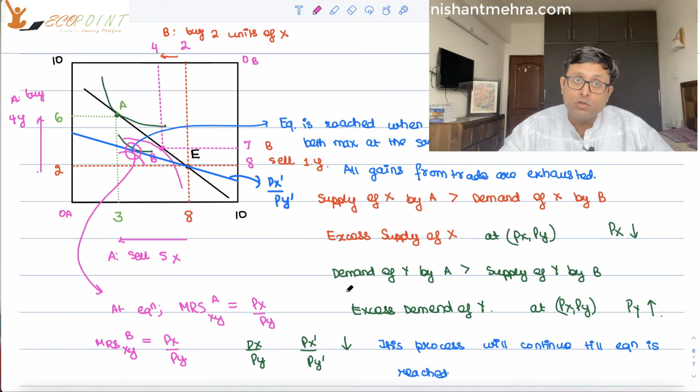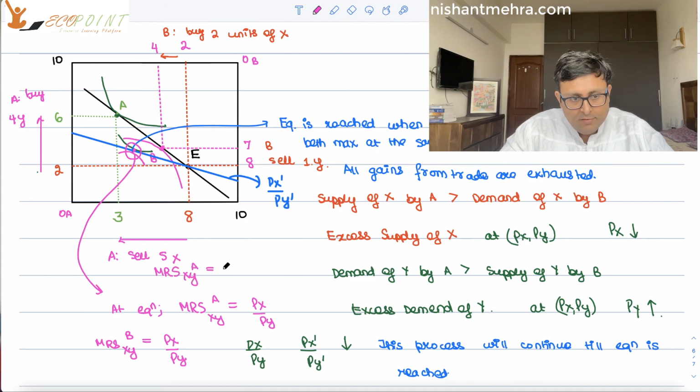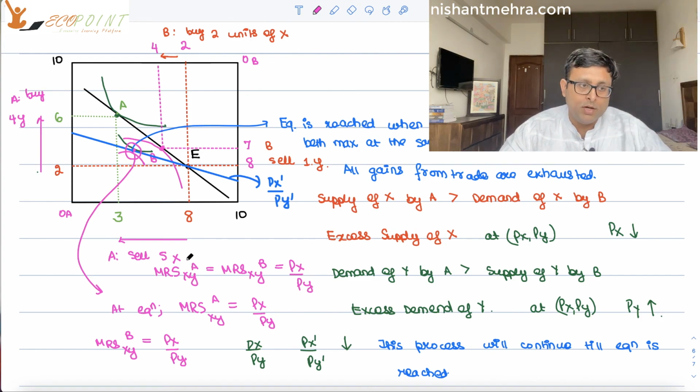That is, for you also this tangency condition holds, which you can write very clearly as MRS XY for A is equal to MRS XY for B is equal to Px by Py. This is the condition which you have, right? So this competitive equilibrium point which you have got is also Pareto efficient, right? Because MRS XY for A is equal to MRS XY for B is holding here, right?